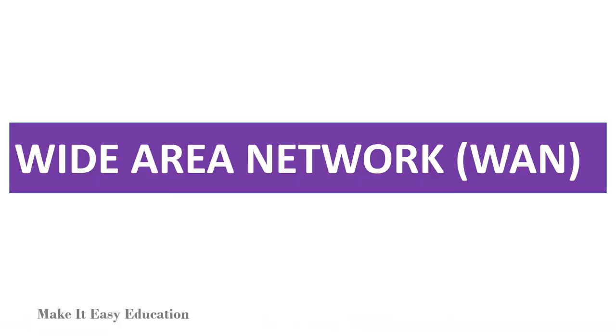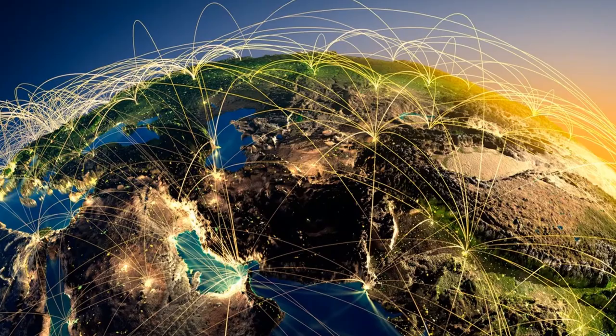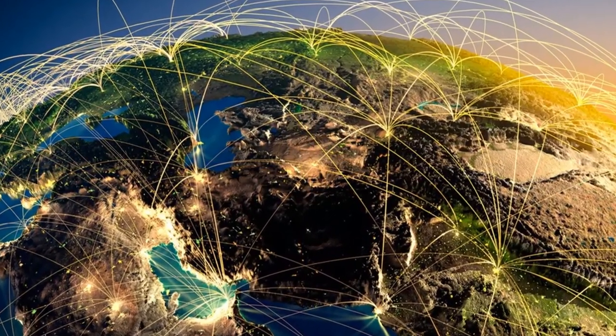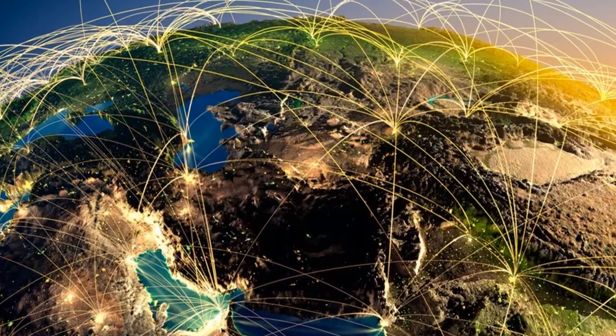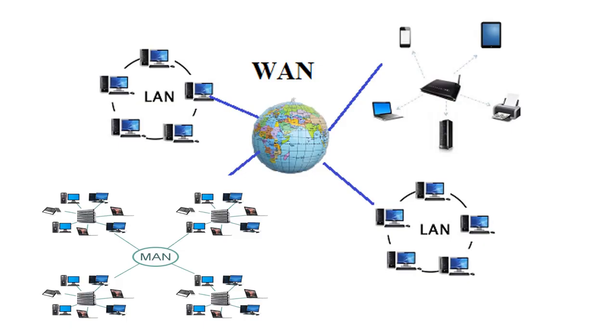Wide area network. A wide area network is a network that extends over a large geographical area such as countries, continent, or even the whole world. The internet is one of the biggest wide area networks in the world. The size of the WAN is larger than LAN and MAN.